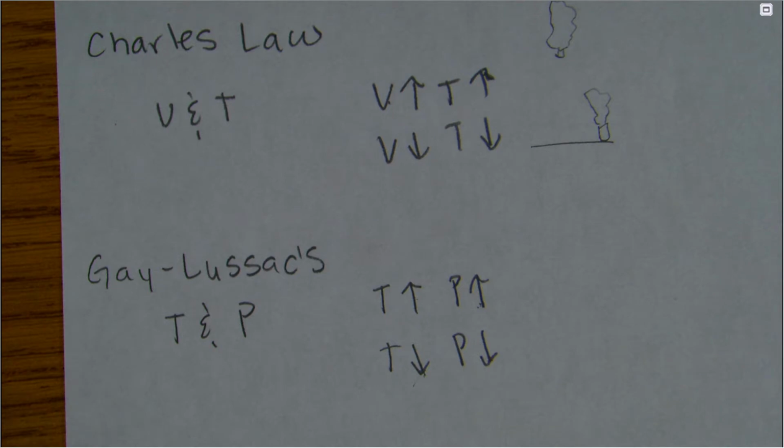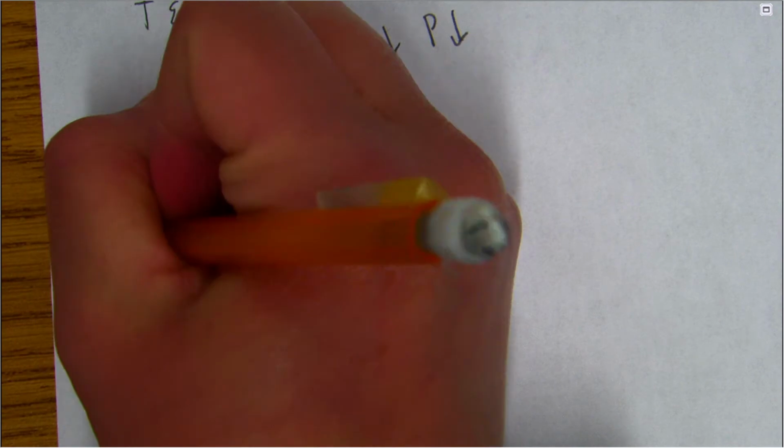So now that we have our four different laws, this is going to be our PVTn problem worksheet that I've posted on Canvas. And let's look at number 1.